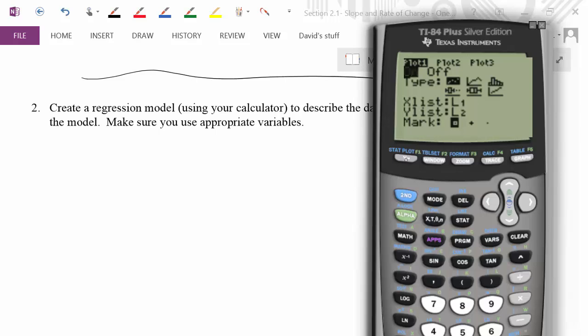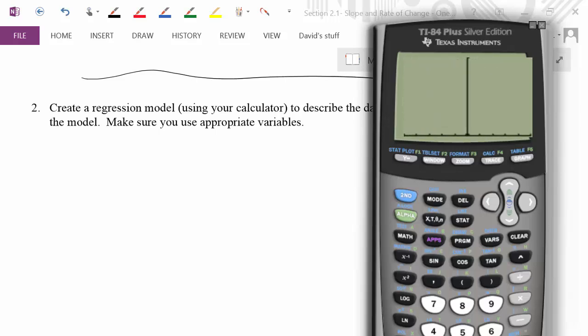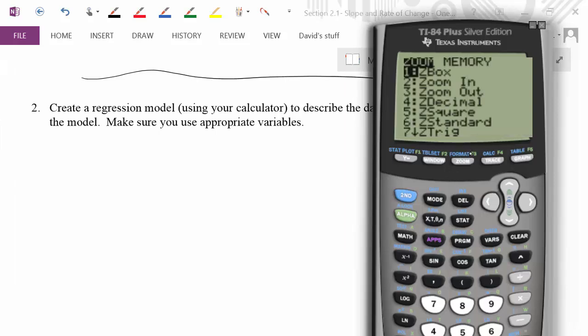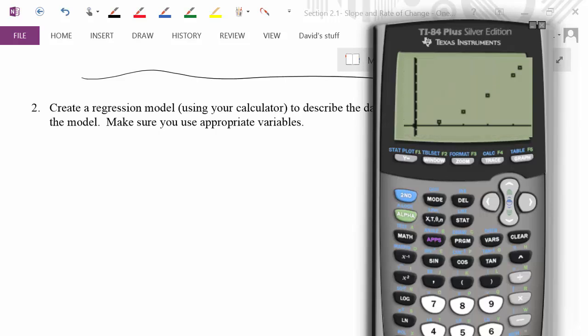Okay, so back to the Y equals. We have our plot turned on. So if I hit graph, I probably won't see very much because the window hasn't been set to our data. So what we're going to do is press zoom up here in the top row, and we're going to look for something in here called zoom stat. Because the data we did was in the statistics area, there we go, it's number 9, zoom stat. So you could either get here by arrowing down and hitting enter, or you could just type in the number 9.